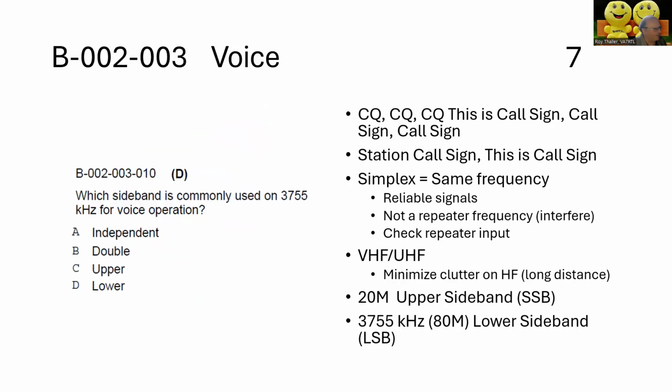Which sideband is commonly used on 3755 for voice operation? D, it's lower. That's the 80-meter band, and because it's below 30 megahertz, it becomes lower sideband.